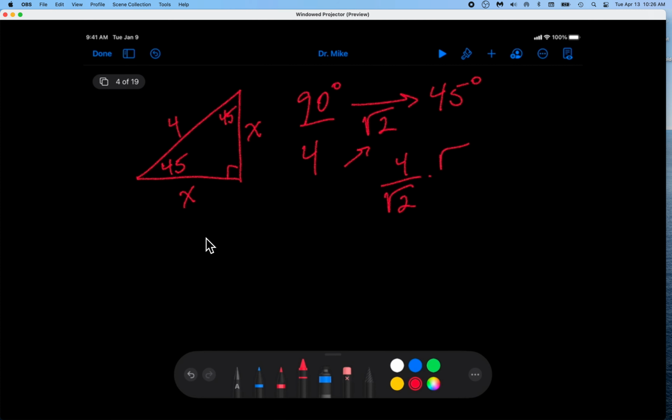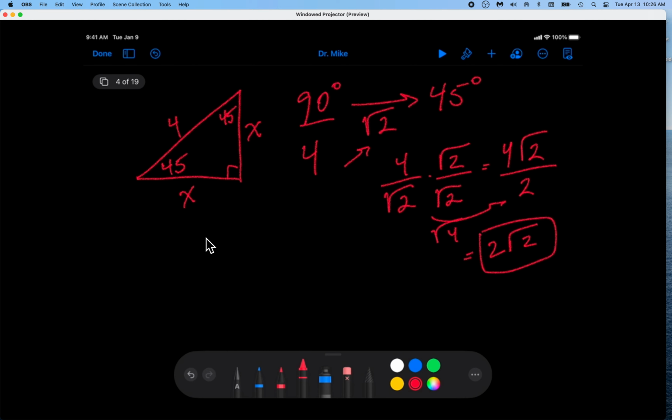We cannot leave the square root of 2 in the denominator. We multiply. Again, this just becomes the square root of 4, and that simplifies to 2. So here's your final answer for the hypotenuse.